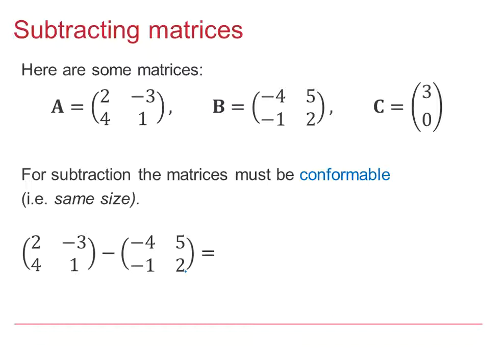If we consider subtracting matrices, again they need to be conformable. So here we are doing A take away B, and if we're subtracting, we would subtract corresponding elements, but being very careful for negatives and double negatives. So we've got 2 minus minus 4 is 6, minus 3 minus 5 is minus 8, 4 minus minus 1 is 5, and 1 minus 2 is minus 1.